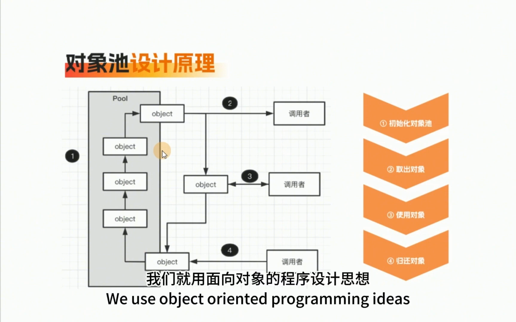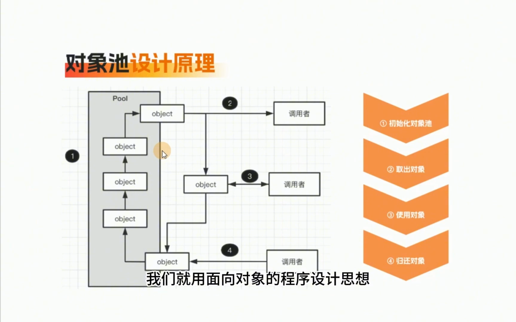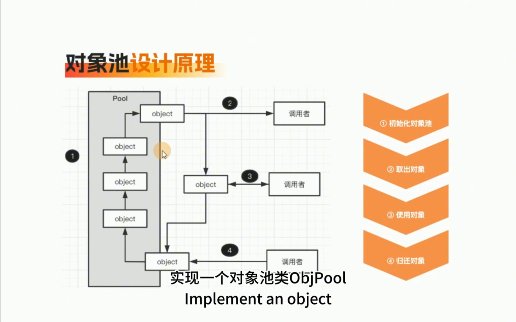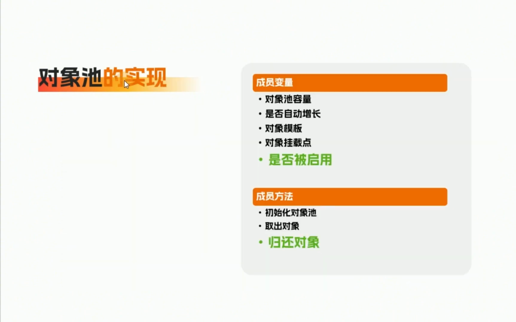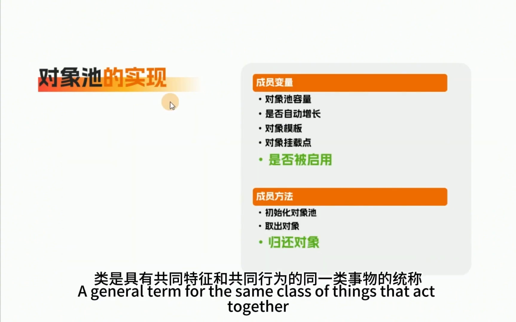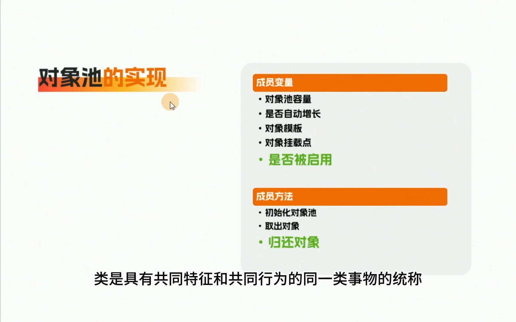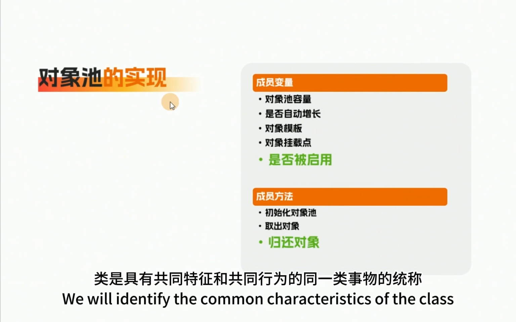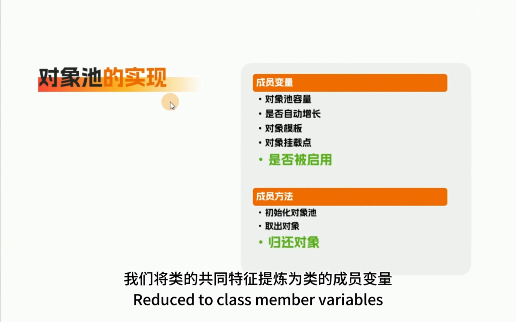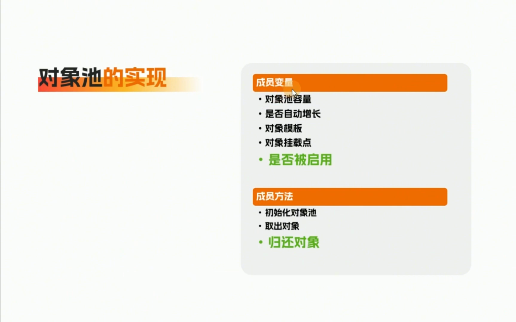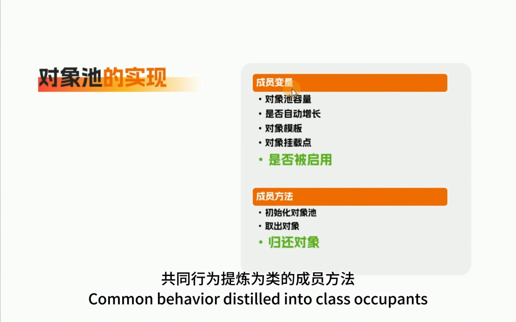Below, we use object-oriented programming ideas to implement an object pool class. A class shares common characteristics; it is a general term for the same class of things that act together. We will identify the common characteristics of the class, reduced to class member variables, and the common behavior distilled into class member methods.